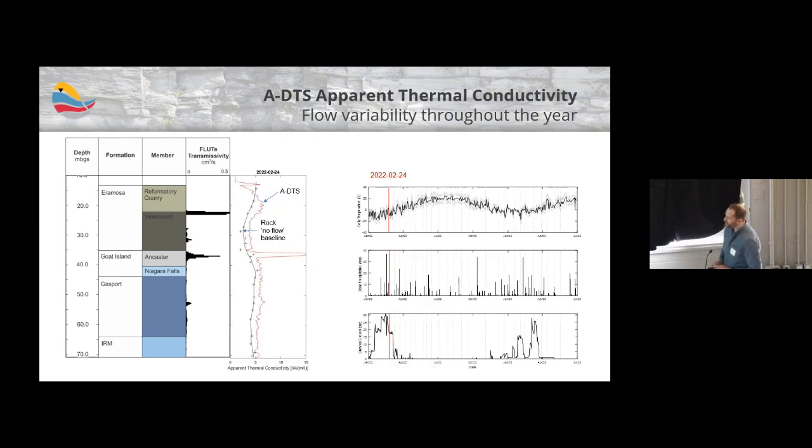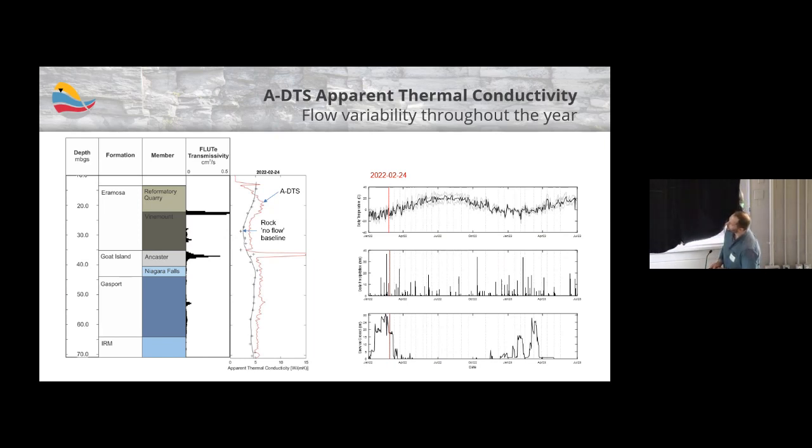Okay, and so here's some of the results from these long-term experiments. I kept the transmissivity and lithostratigraphy up there for reference. Once again, as a reminder, this is the A-DTS output. So this black line that you see is the no-flow baseline. The red line represents the A-DTS thermal conductivity. So anything to the right of that black line corresponds to flow.